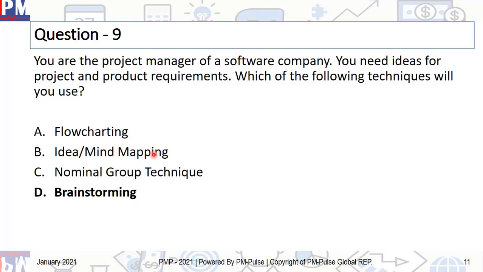It itself does not generate great ideas. Brainstorming generates newer ideas, but this is just one of those supporting or representation techniques to write down all the ideas that you're coming out with. And then, of course, nominal group technique has something to do with voting. And therefore, the correct answer for this situation is brainstorming.